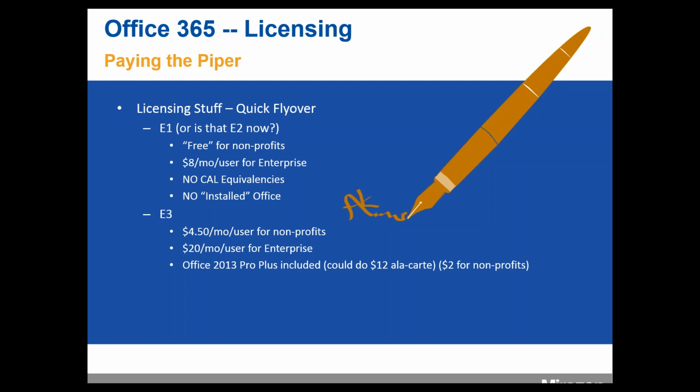The cool part about E3 is that your Office 2013 Pro Plus, which of course will become Office 2016 soon, is included. You can do this $12 a la carte per user per month as a business, or $2 for nonprofits.